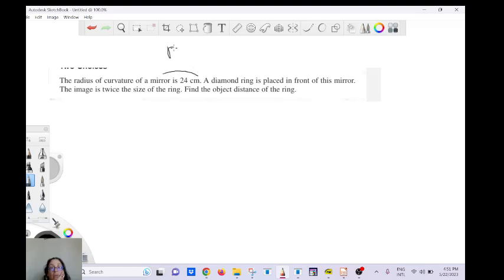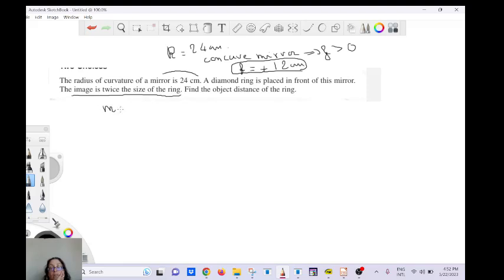So we know the radius, which is 24 centimeters. And we know it's a concave mirror, which means that the focal distance is positive. So the focal distance has to be equal to positive 12 centimeters. So we have the focal distance. And the image is twice the size of the ring. So that means the magnification is 2. So plus 2 equals minus d sub I over d sub O.